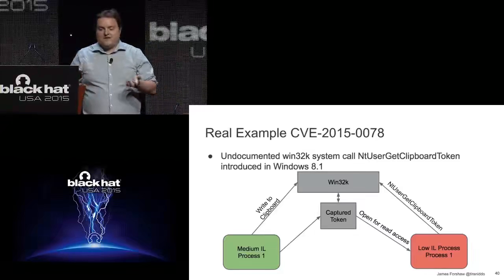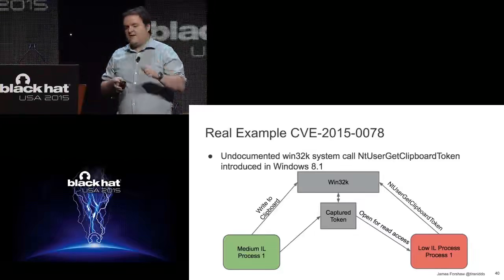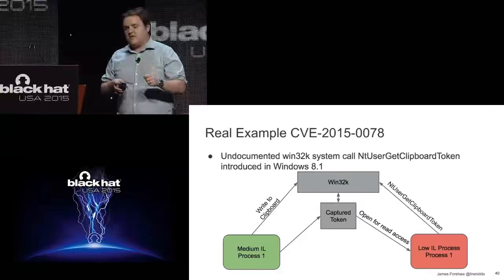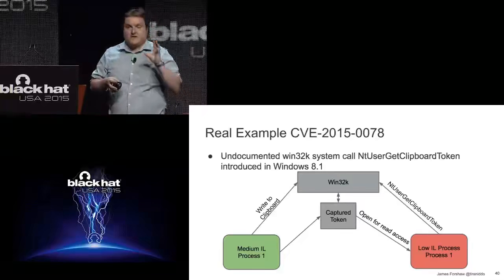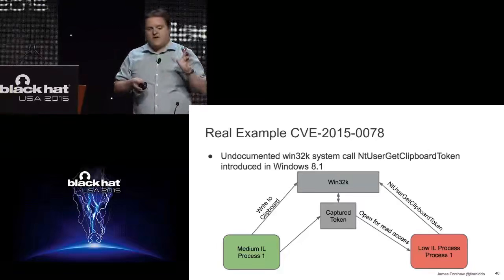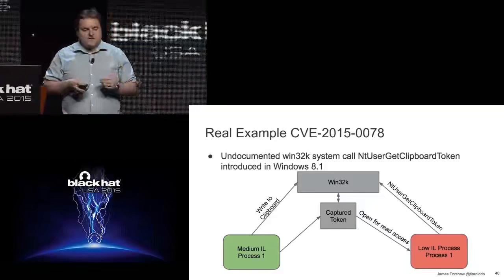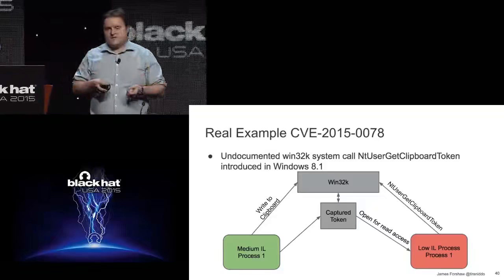It has this user get clipboard token call. And what it does is, the last process to write to the clipboard, it will capture its subject context, it will capture the access token used in that scenario, and then another process can ask for it back and get a handle to it. And this has some interesting implications.